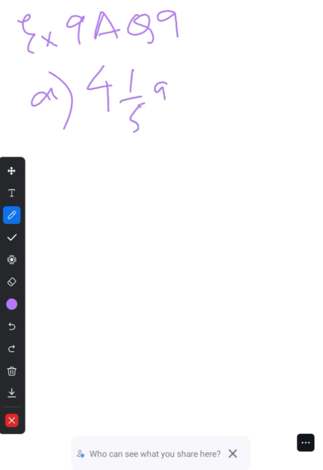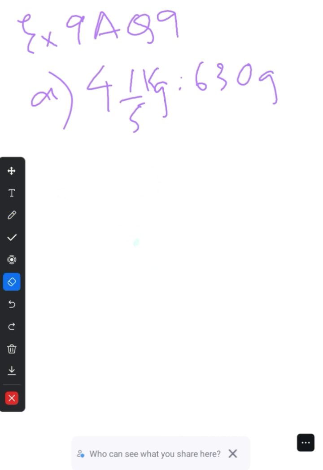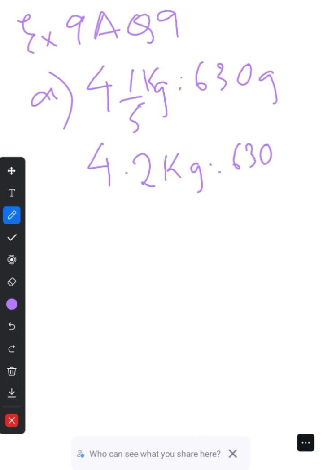So the first question of ours is 4 whole 1 upon 5 kg ratio 630 grams. Now you need to convert this 1 upon 5 fraction into a decimal form first. So 1 upon 5, how do I convert it into a decimal? 5 outside, 1 inside, 0 point. Now 5 twos are 10, so I get my answer 0.2. So this means 4 whole 1 upon 5 is 4.2 for us. So I will write 4.2 kg ratio 630 grams.